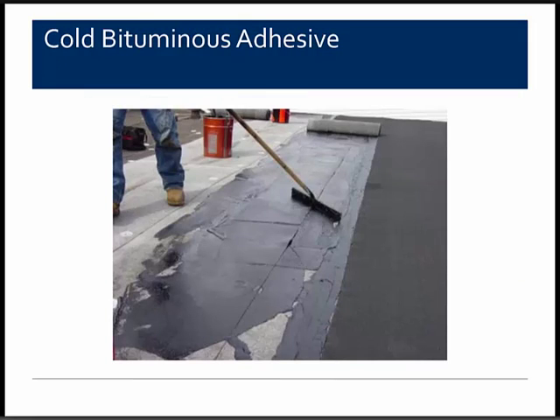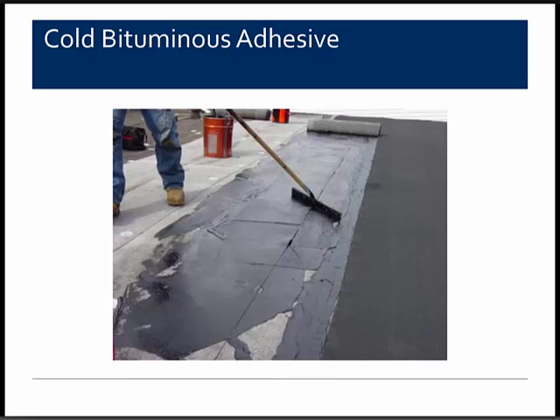We have cold bituminous adhesives, which are basically an asphalt or a coal tar, which is the binder, and it's mixed together with a carrier, which is either a water or a solvent. And an emulsion basically is the mixture of two or more liquids that normally can't be combined together, similar to oil and vinegar in a salad.